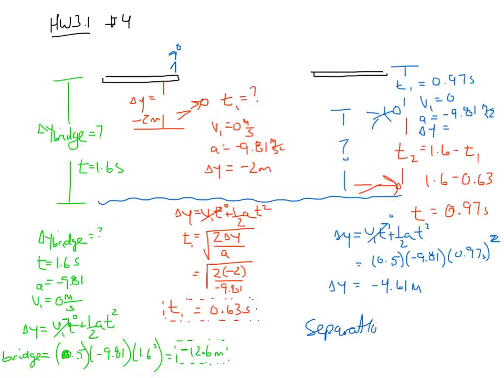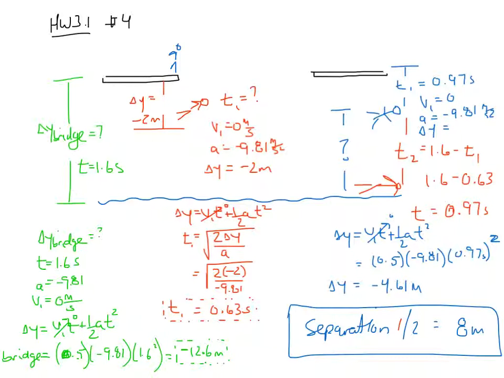We can say the separation between person 1 and person 2, I should make them red and blue actually, is going to be the difference between 4.6 and 12.6, and that's going to be 8 meters. That's going to be the separation between them. All right, we did a bunch of extra little calculations here because it's kind of a complicated question, but that's how we solve for it right there.